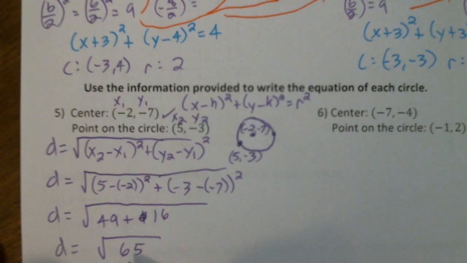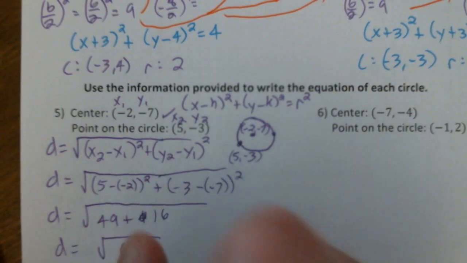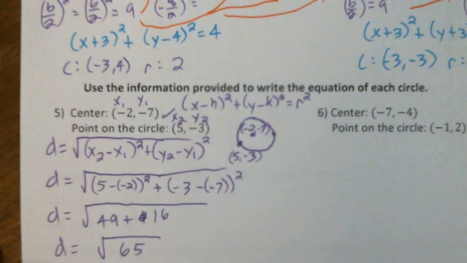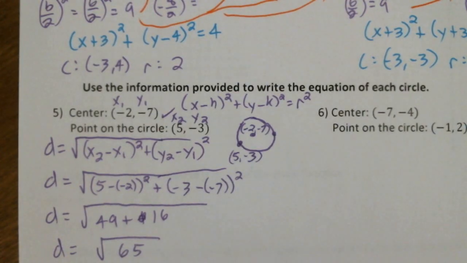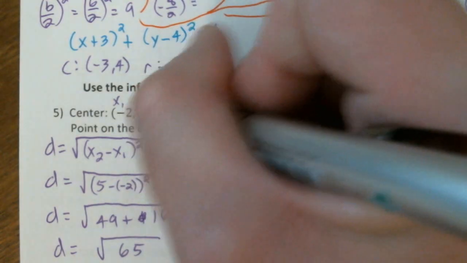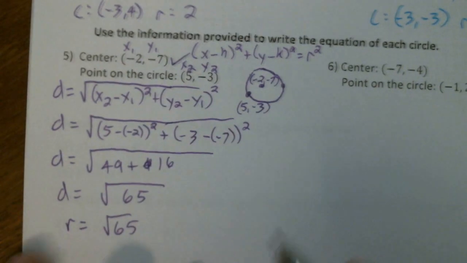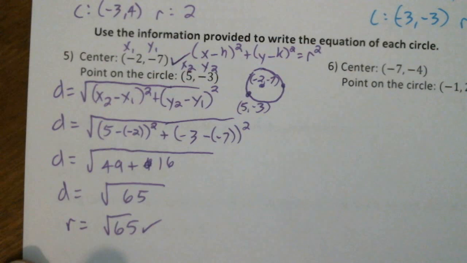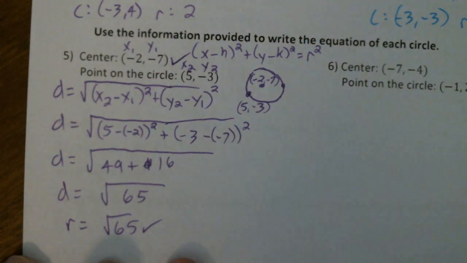All right, so that's our distance, which is our radius. So the radius is equal to the square root of 65. Now, I'm going to leave this as a radical again, guys, because we're going to have to square it on the back end anyway when we write our equation. So I have the center, put a check here. I have the radius, put a check here. I've got both things. I'm ready to put this into my equation.